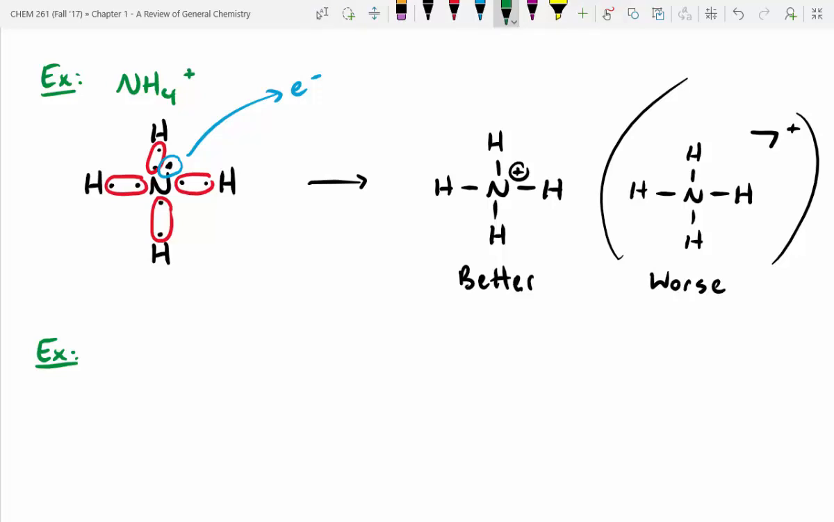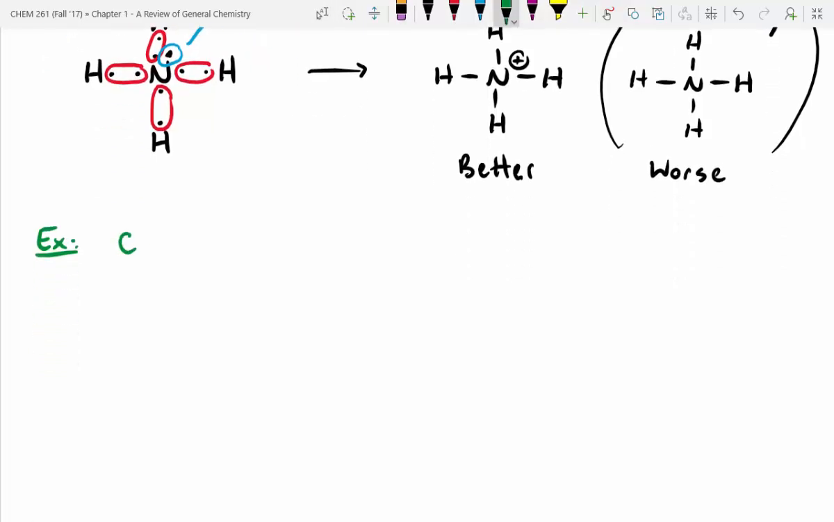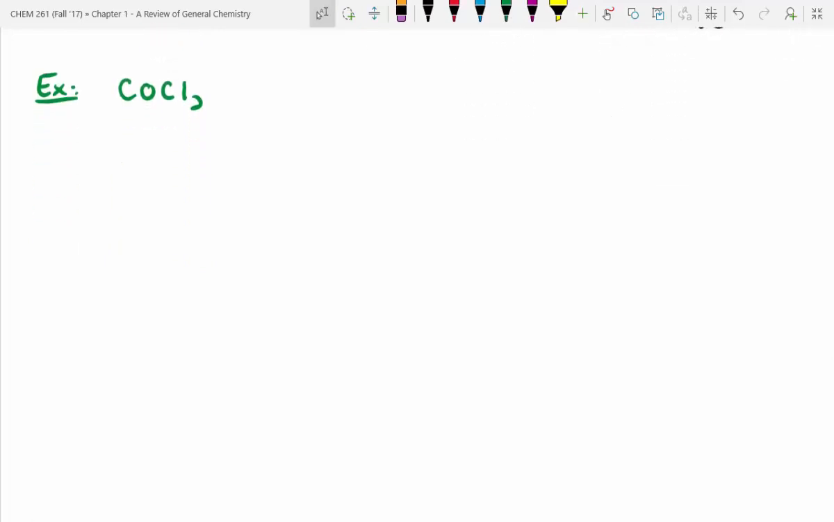All right, one last one. Let's do COCl2. What tends to be the central atom: carbon, oxygen, or chlorine? Carbon. Carbon likes to be in the middle of things. So we'll put carbon in the center. Carbon's got 4 valence electrons, so I'll go 1, 2, 3, 4. I'll do the chlorines down here. So Cl, Cl. How many valence electrons for chlorine? 7. So group 7A. 1, 2, 3, 4, 5, 6, 7.